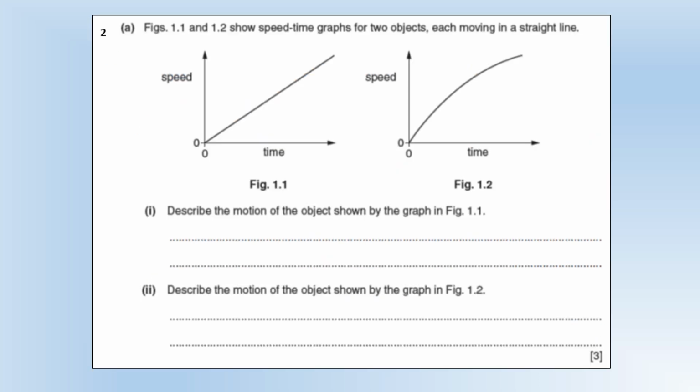For the diagrams, we've got speed versus time graphs for two different objects moving in a straight line. Describe the motion of the object shown in graph figure 1.1. It's a straight line graph, so it's got constant acceleration, or it's constantly accelerating. Describe the motion of the object shown by the graph in figure 1.2. In that one, the acceleration is decreasing over time because the gradient is decreasing.